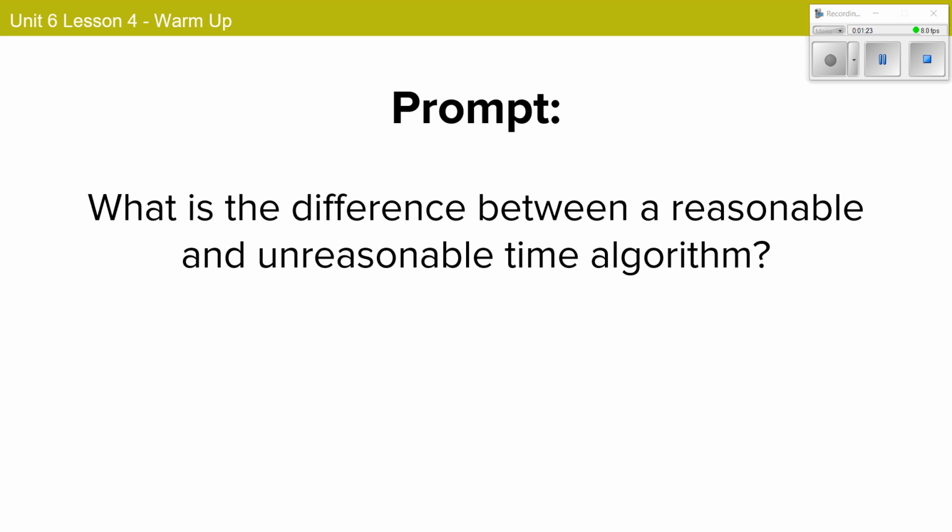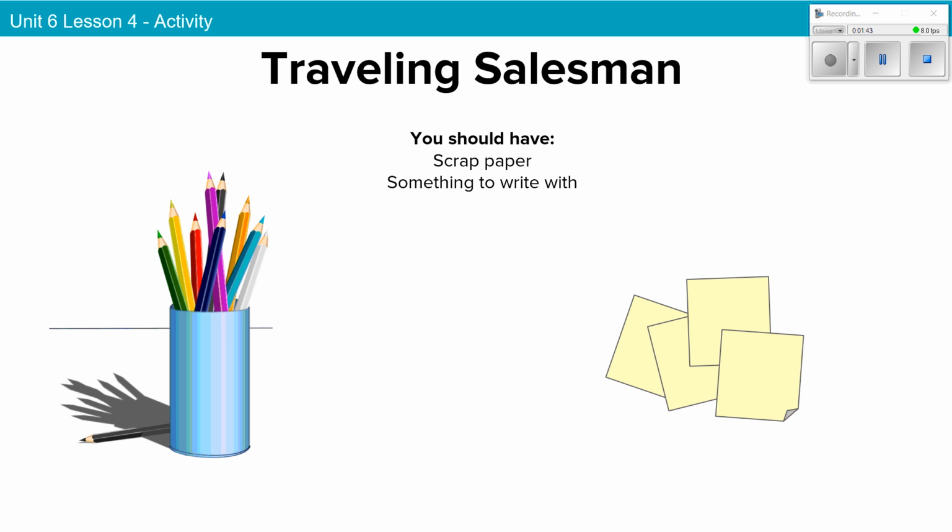We spent the last lesson talking about reasonable versus unreasonable. Remember, a reasonable algorithm is one that is linear or polynomial, or like the binary search, logarithmic, whereas unreasonable would be exponential, or I had briefly mentioned factorial. So we're going to look at the traveling salesman problem. Having a piece of scrap paper is a good idea for this, to sketch out things that are happening as we do this.